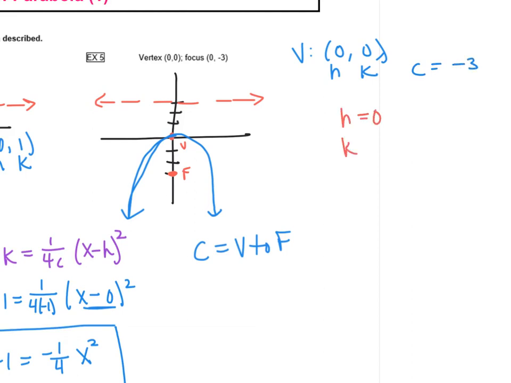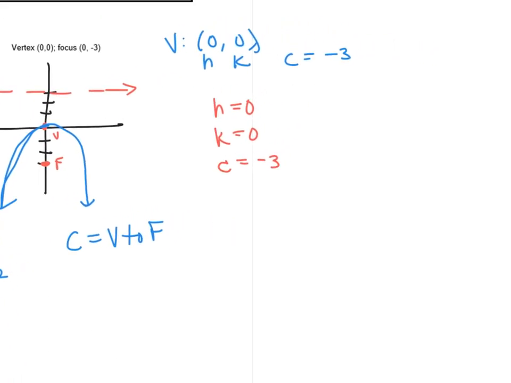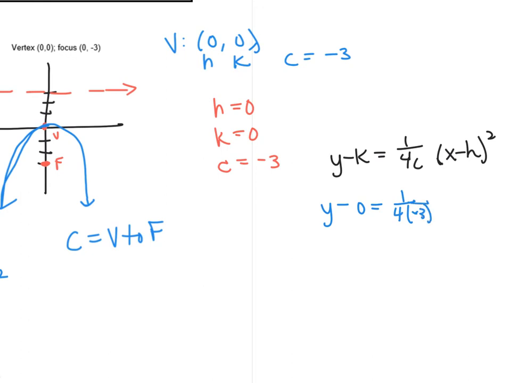All right, so h is 0, k is 0, c is -3. And because this parabola is opening down, we are going to use the equation y minus k equals 1 over 4c times (x minus h) squared. So we go ahead and plug in our values. Y minus k, which is 0, equals 1 over 4 times c, which is negative 3. We'll simplify that in a minute, and then times x minus h, which is 0, and squared.